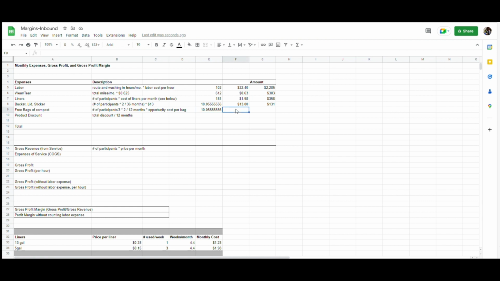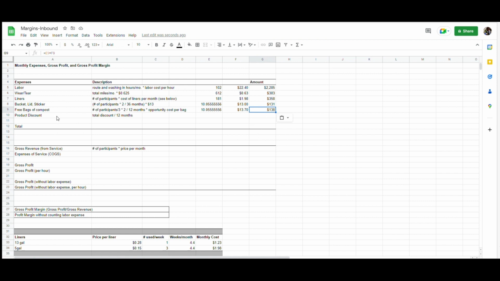Okay, now the opportunity cost per bag. I sell out of these bags. So every time I give one away to a customer, it's that much money of revenue that I'm not getting. So it's a cost to me of $13.70. And again, we're going to copy this. So on a monthly basis, my expense of giving away free bags of compost is $138.